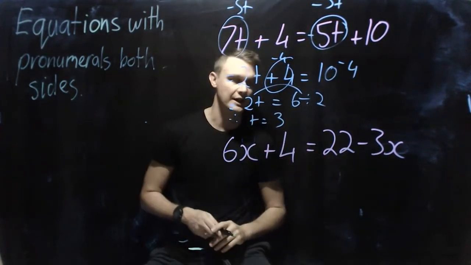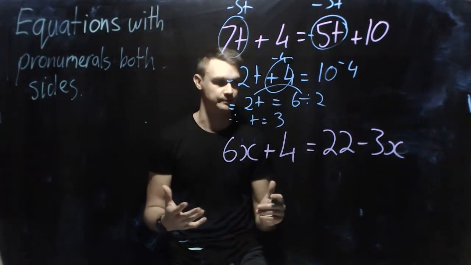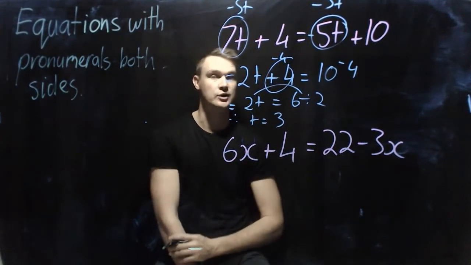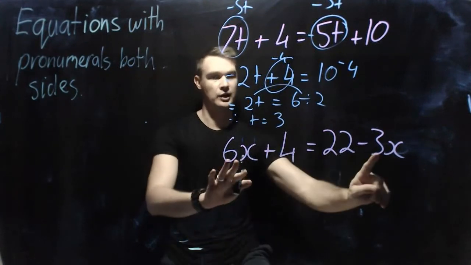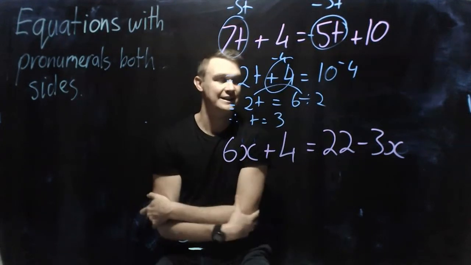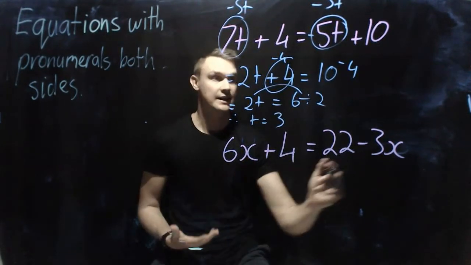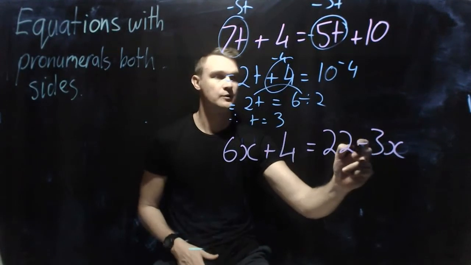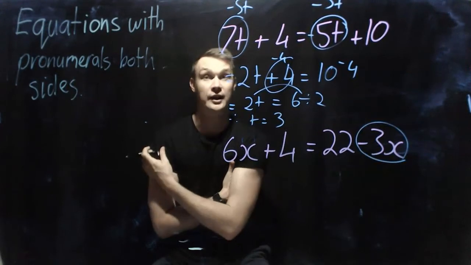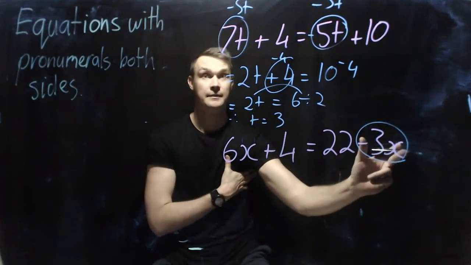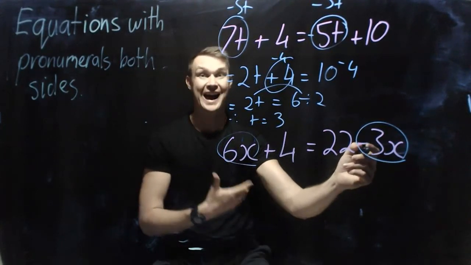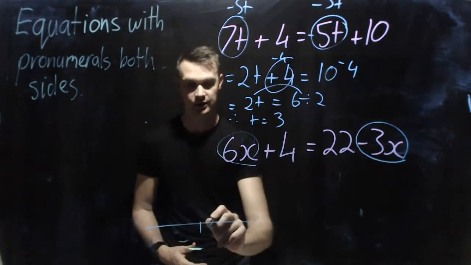Now I want to make sure you understand this one here because it might be a little bit different. We have 6x plus 4 equals 22 minus 3x. My like terms here are the x terms, 6x and 3x. In this case, we're understanding that this is not a positive number, so you use the symbol prior to it, which is minus 3x. So here, we're not taking 3 away, we're adding 3.